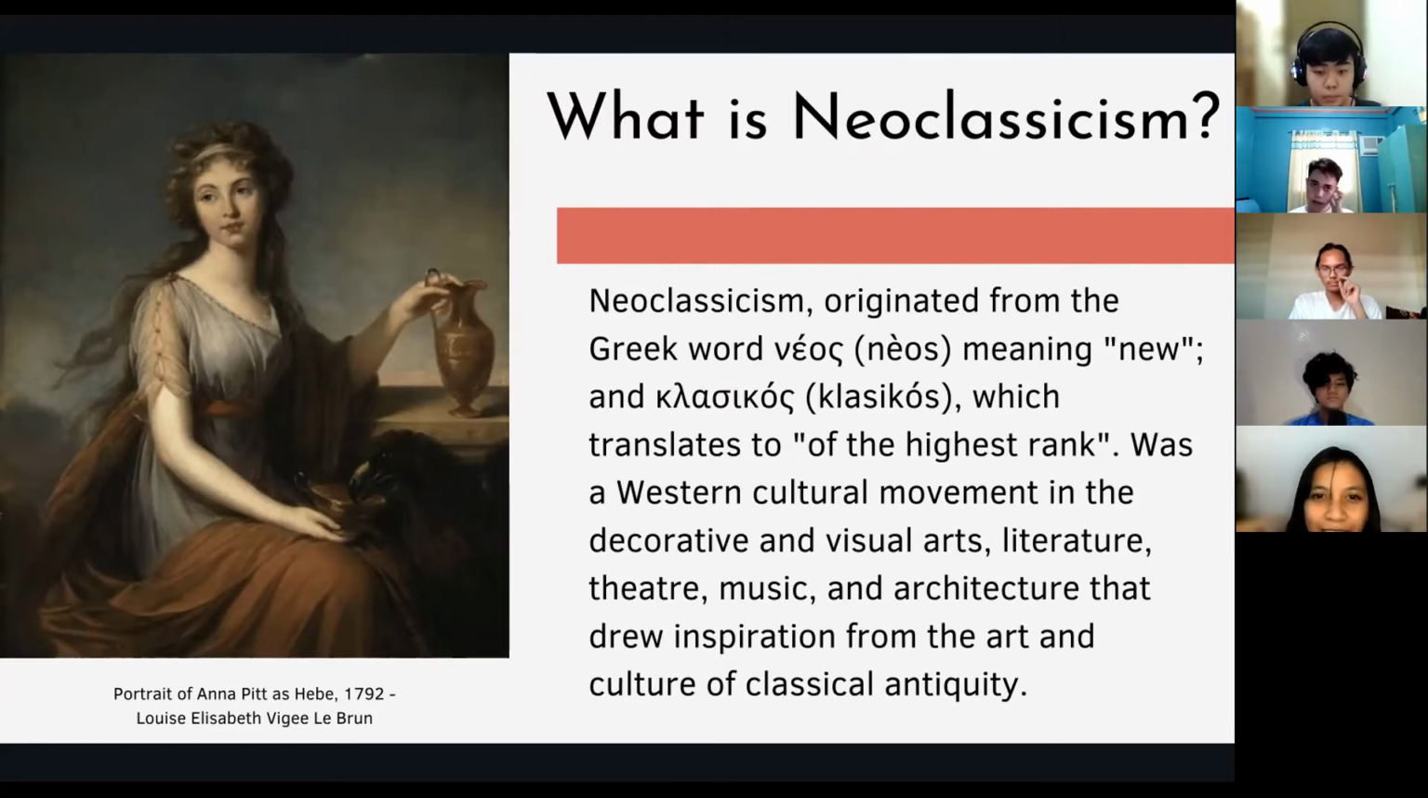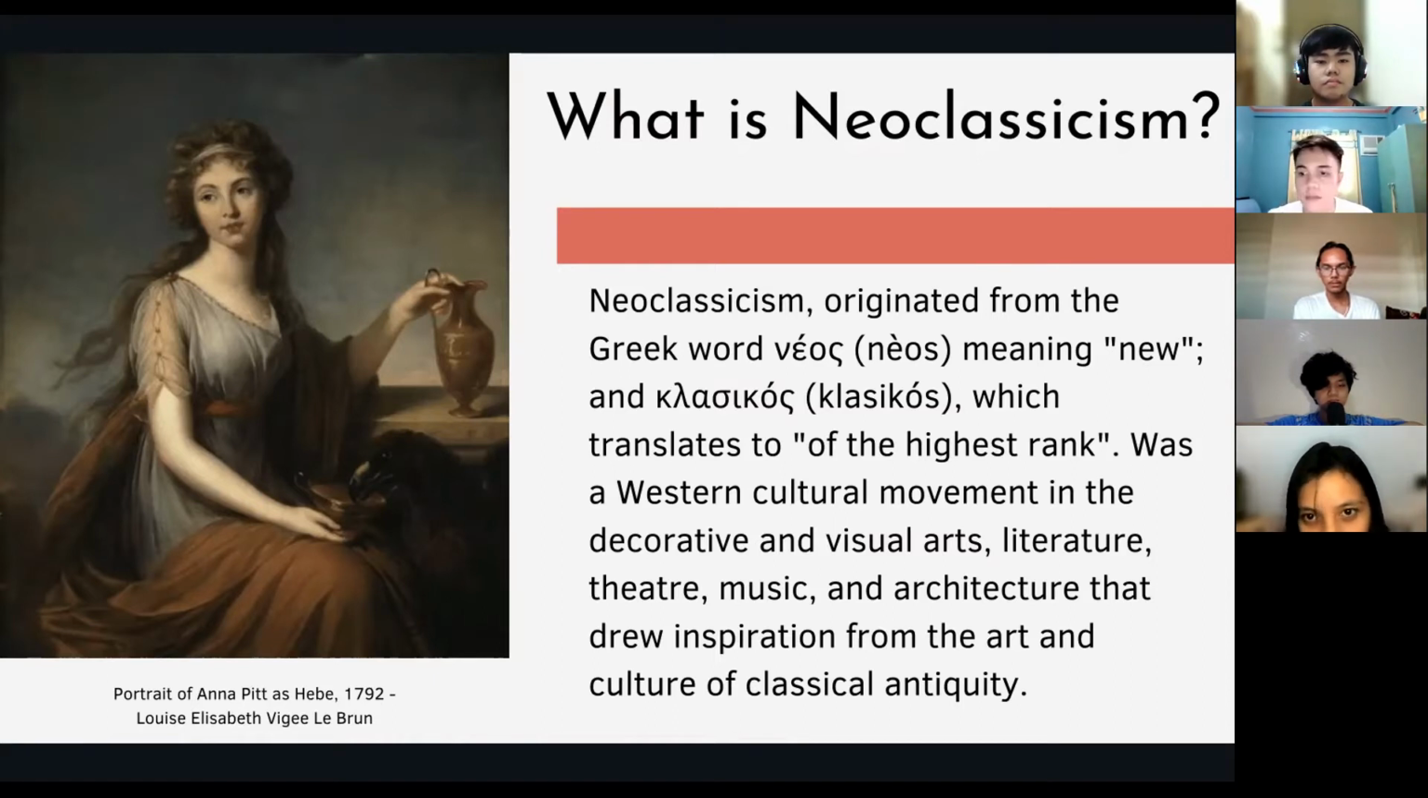So, what is classical antiquity? As I know, some of us don't know what it is, so I'll explain it. Classical antiquity is the connecting development of ancient Greece and ancient Rome, known as the Greco-Roman world. So let's get to the topic first.